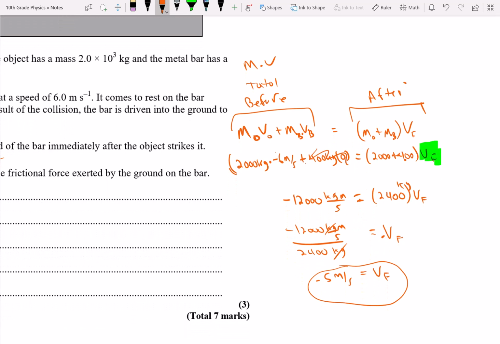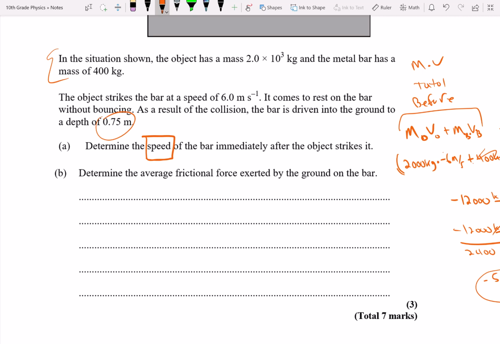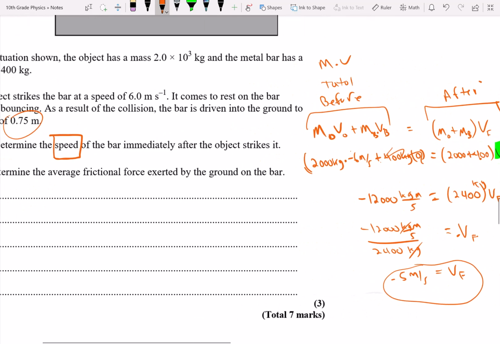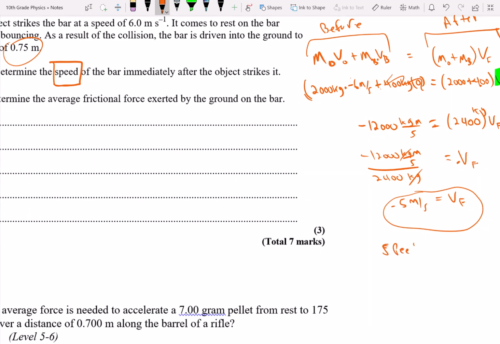So you might check the answer key and say, hey, the answer key is not -5, it's just 5. Why is it just 5? Because they're asking for speed. Speed is just the absolute value of velocity. The physics way of thinking about it is that velocity is speed with a direction. The negative means we're going down. Speed does not have a direction, so if I just want to know the speed, it's just 5, because we don't care what direction it's going. Whereas the velocity is -5, which tells us it's going downwards.